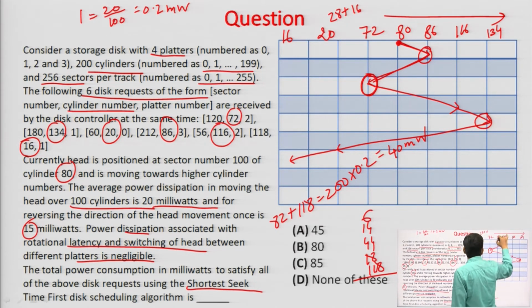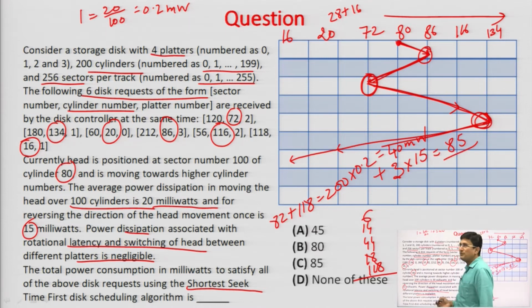Once again I explain, from 80 to 86 no problem in the same direction, but from 86 to 72 it has changed the direction, from 72 to 116 it has changed the direction, from 134 to 20 it has changed the direction. So, direction was changed 3 times. So, 3 into 15. So, total if you sum all these will be 85. So, 85 milliwatt power is consumed for doing this travel.